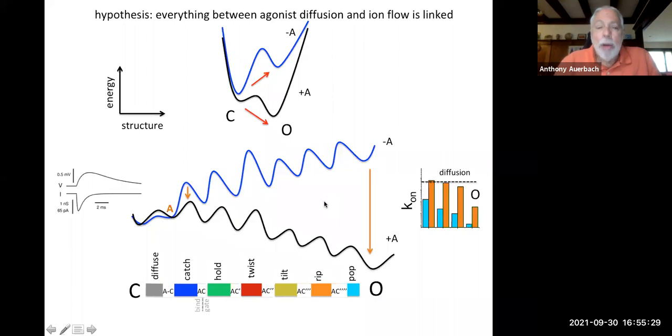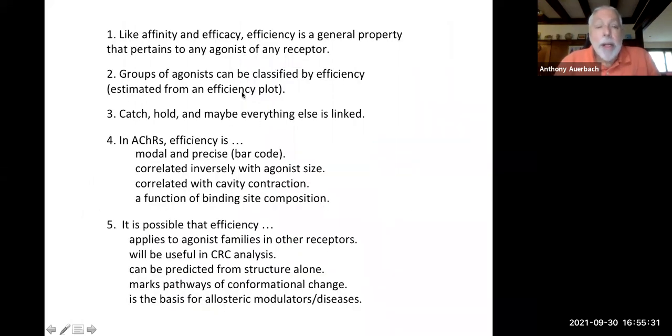So I'm going to end now by giving a quick summary. Like affinity and efficacy, efficiency is a general property that pertains to any agonist of any receptor. It is a fundamental attribute of agonists that I think should be investigated in many different receptors. Groups of agonists can be classified by efficiency. That's very important too. That's in ACh receptors, and it looks like it's also true in other receptors. And I recommend using an efficiency plot because you get L0 as part of the bargain. Catch, hold, and maybe everything else is linked energetically and structurally.